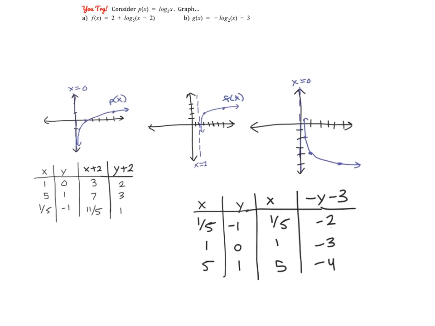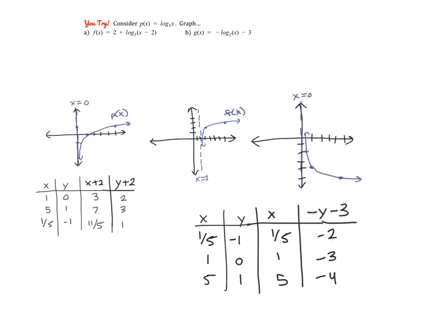Okay, so here is a sketch of our parent function, and these are the coordinates from the parent function that I used. So (1, 0), (5, 1), and (1/5, -1). So for the first one, notice that I'm going to shift my coordinates to the right 2 and then up 2, giving me these coordinates. So from my parent function, here's f of x. So notice that my asymptote shifted to the right 2, and then all of the coordinates went right 2, up 2.